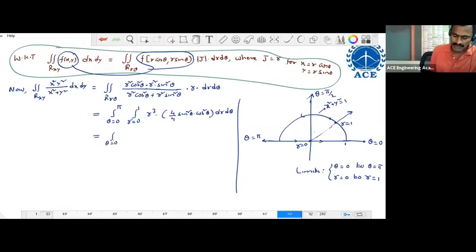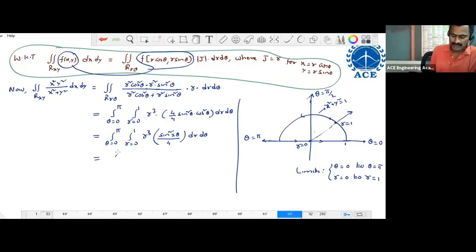Integral theta equal to 0 to pi, integral r equal to 0 to 1, r power 3. This is the same as sin square 2 theta divided by 4, because 2 sin theta cos theta is sin 2 theta, and 2 square sin square cos square is sin square 2 theta. So dr d theta. It is a double integral with constant limits and the variables are separable, so we can separate both and integrate directly.